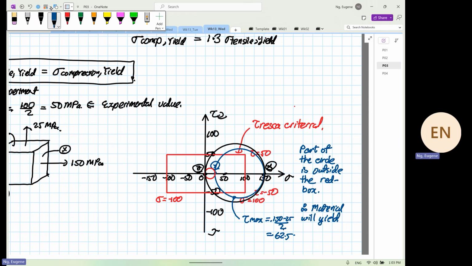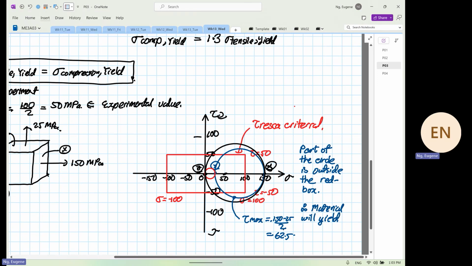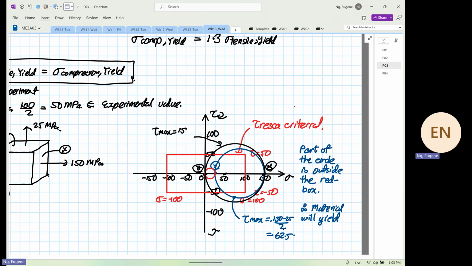If we were to look into the bigger circle, tau max is equal to 150 divided by 2, and this is equal to what? 75 megapascal. That is why it's important to construct this using what? 3D Mohr's circle. Are we clear? Okay. I have another example.